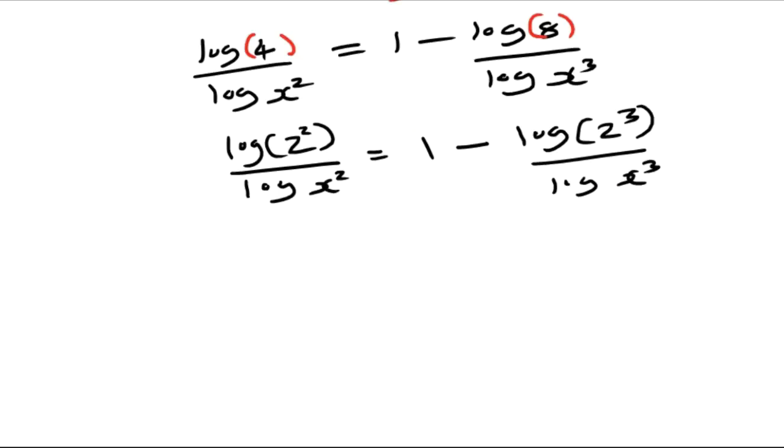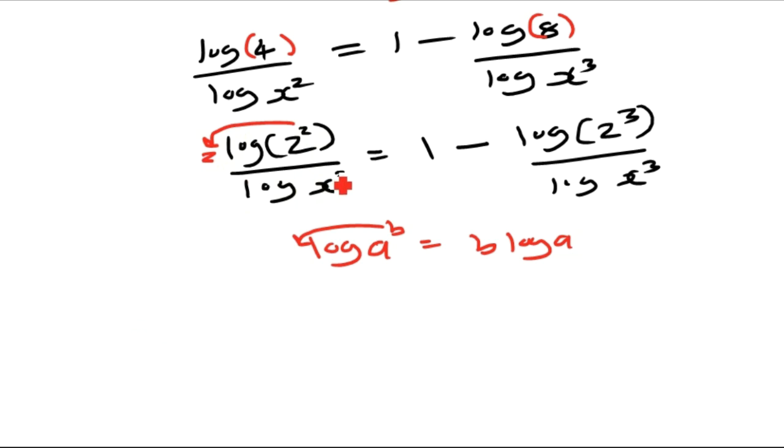Now, the next step, remember, when you are given log a to power b, that is b log a, meaning the power can be written as the coefficient of the log. So in this case, this 2 will be the coefficient of that log, this 2 will be the coefficient there, and the 3 here will be the coefficient.